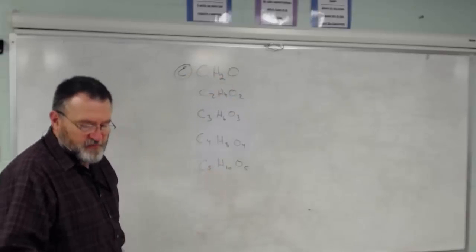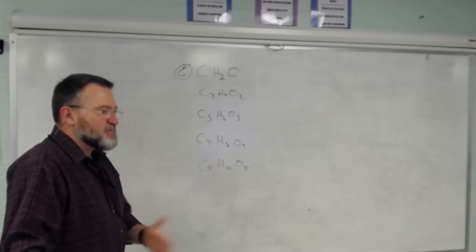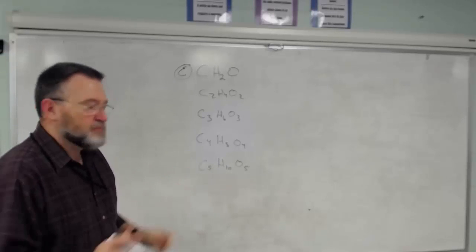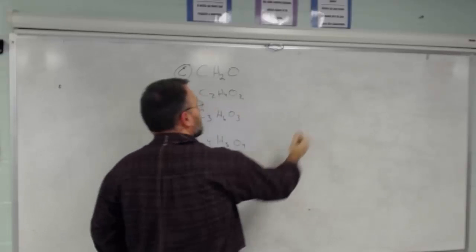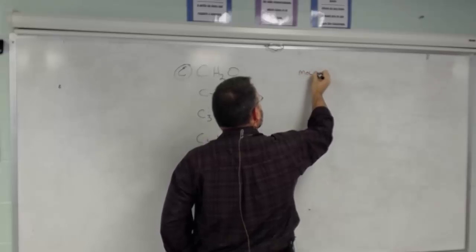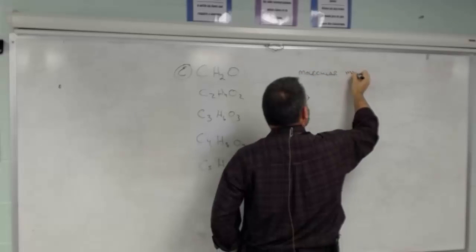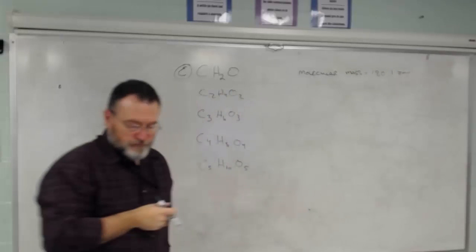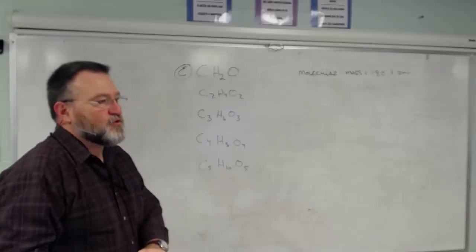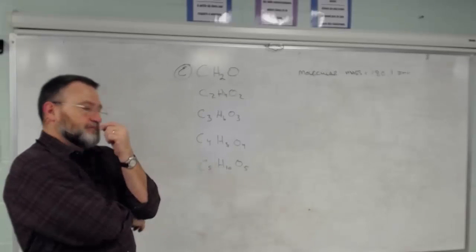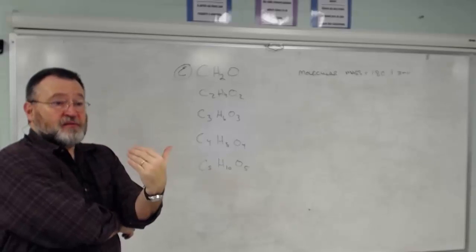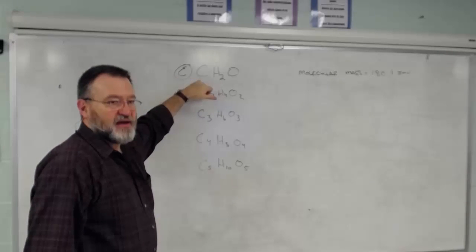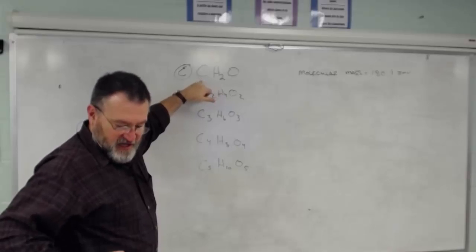So a compound's empirical formula is determined to be CH2O. In a separate experiment, the molecule's mass was determined to be 180.1 AMU. So whatever its formula is, its molecular mass is equal to 180.1 AMU. What is the compound's molecular formula? Let's compute what the molecular mass would be of the empirical formula. Let's start with that. What would be the molecular mass of a CH2O molecule?